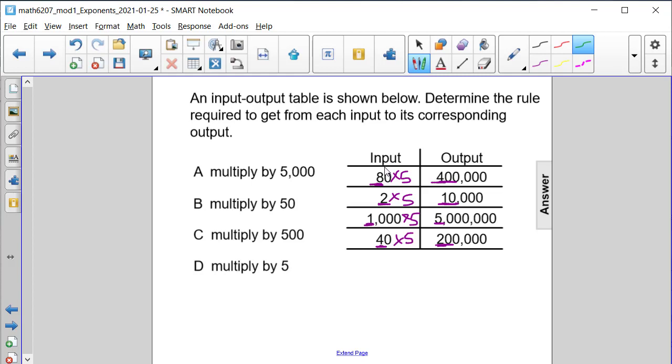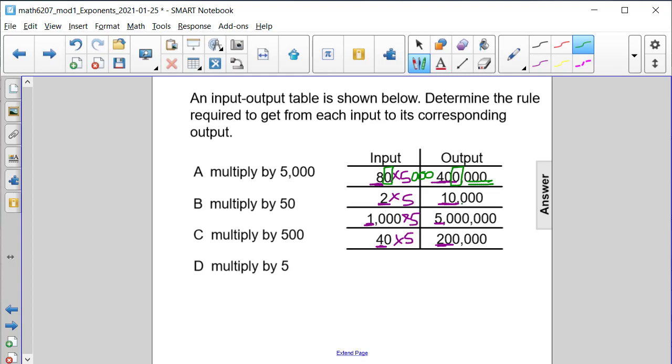Now we have to examine the extra zeros that we have. So 80 has one extra zero. So that takes care of this extra zero that's here, leaving us with 3 zeros that we would need to multiply by, or 3 base 10s that we would need to multiply by. And 3 10s being multiplied together is equivalent to 1,000. So if we put 3 zeros after the 5 to make it 5,000, this will indeed work.